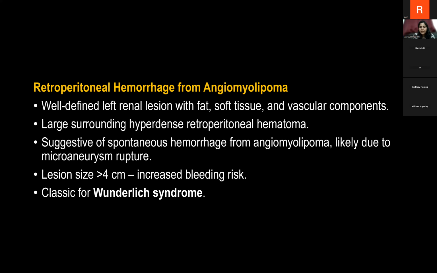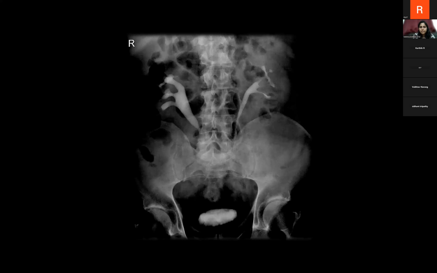So it's a well-defined left renal lesion with fat, soft tissue and vascular components. And if the lesion size is more than 4 cm, then there will be increased bleeding risk. There will be microaneurysm rupture leading to the hemorrhage and hematoma. This is classic for Wunderlich syndrome. Okay. Time starts now. Next spotter.